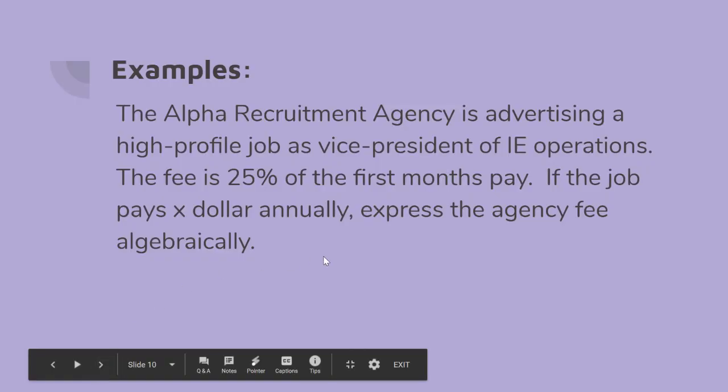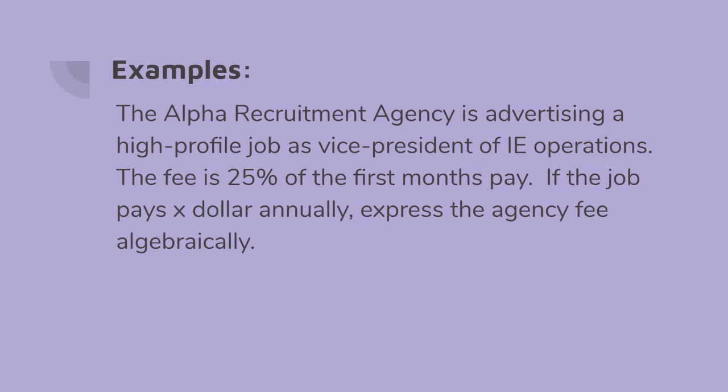All right, so let's look at this one. We're going to try modeling this one. The Alpha Recruitment Agency. This is, again, one of those words that we talked about, a recruitment agency or a job agency. This one says they are advertising a high-profile job as Vice President of IE Operations. Not sure what IE Operations are. The fee is 25% of the first month's pay. If the job pays X dollars annually, can you express the agency's fee algebraically? So think about that for a moment. We have to figure out what the first month's pay is.